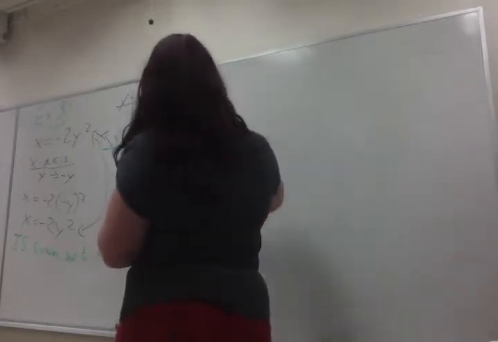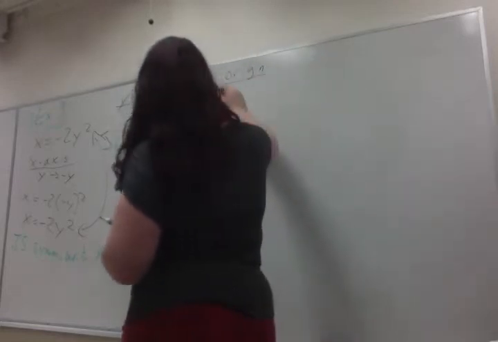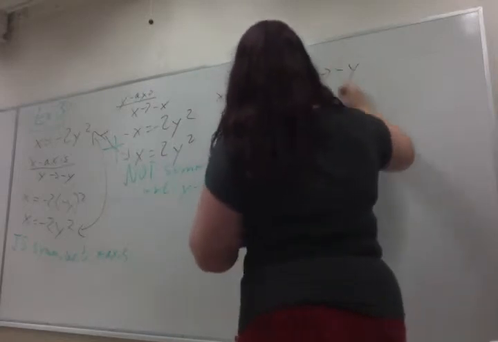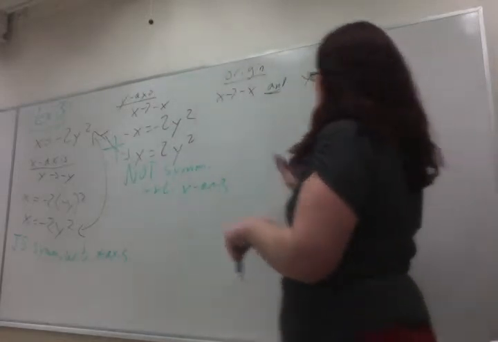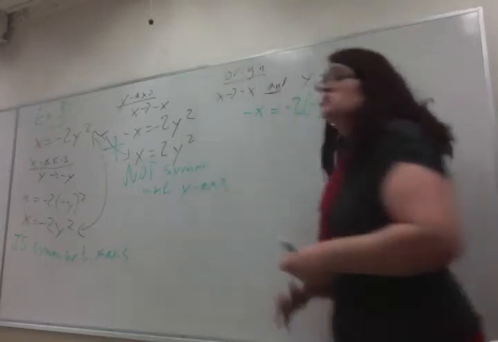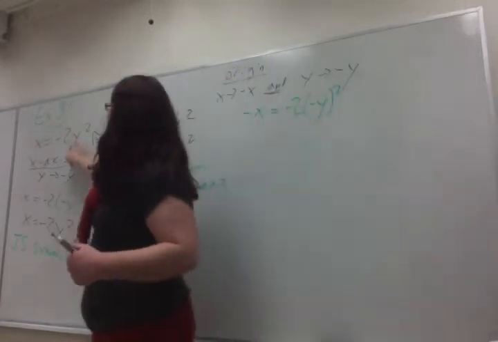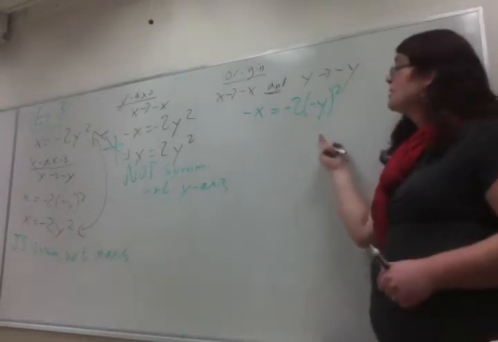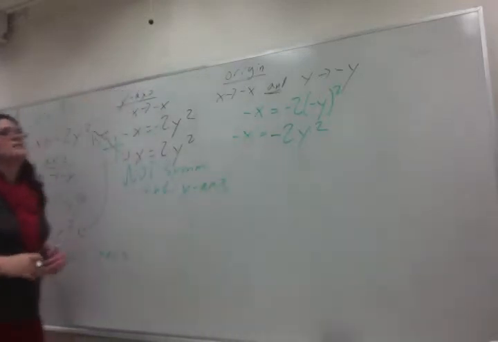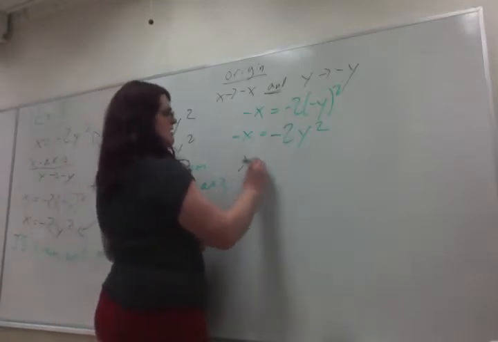And lastly, I can test symmetry with respect to the origin. Here I replace x with negative x, and I replace y with negative y. When I do that, the equation becomes negative x equals negative 2 times negative y squared. So I replace the x on the left-hand side with negative x, and I replace the y here with negative y. Negative y squared is just y squared. So I get negative x equals negative 2y squared. I get rid of the negative signs on both sides and I get x equals 2y squared.